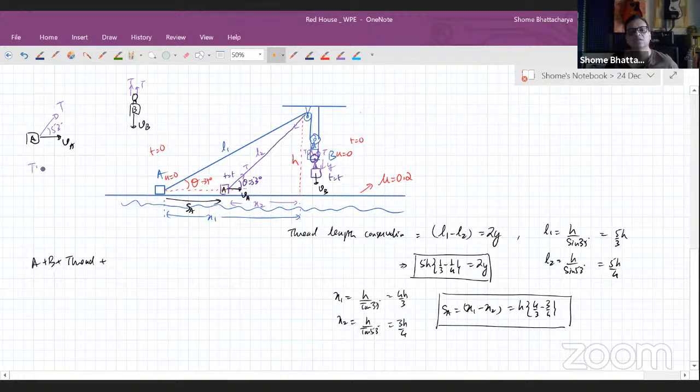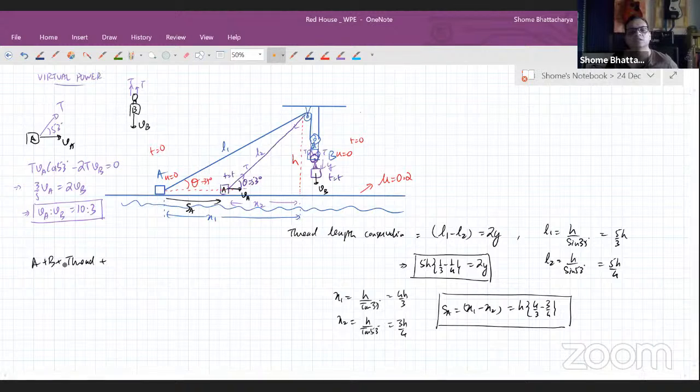So T VA cos 53 minus 2T VB is equal to 0. So that is 3 by 5 VA is equal to 2 VB. That is, VA is to VB will be 10 is to 3. So that is coming from the virtual power theorem. Okay. And now finally we come down to this as a system.